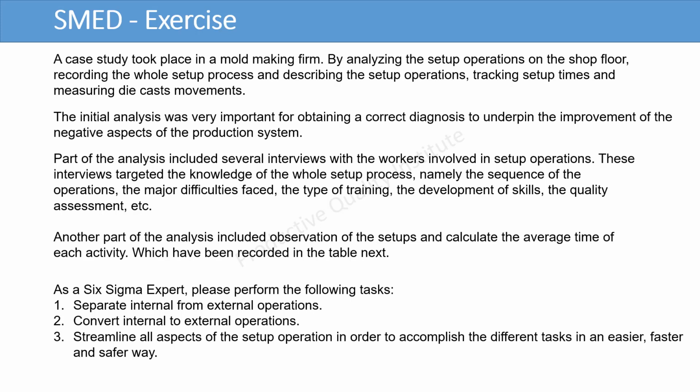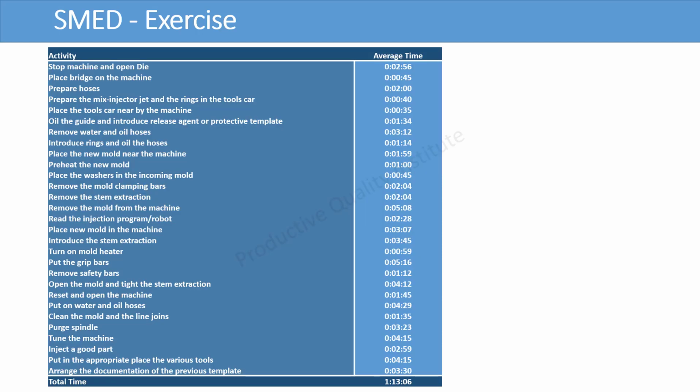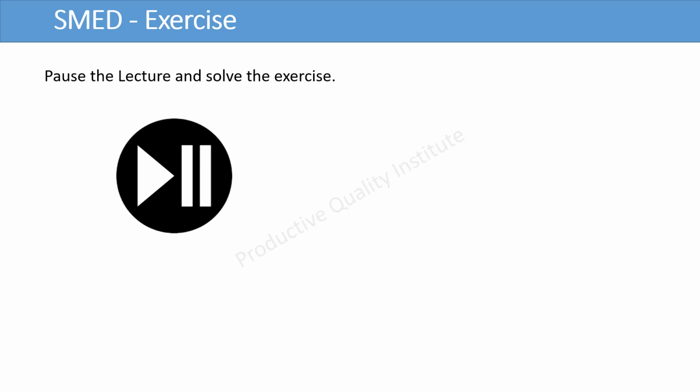As a Six Sigma expert, please perform the following tasks. Separate internal from external operations. Convert internal to external operations. Streamline all aspects of the setup operation in order to accomplish the different tasks in an easier, faster and safer way. The analysis included observation of the setups and calculation of the average time of each activity. Please pause the lecture and solve the exercise.